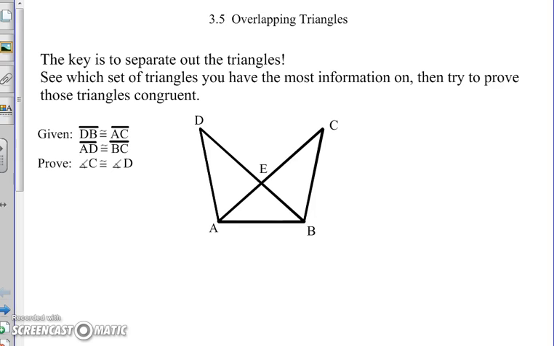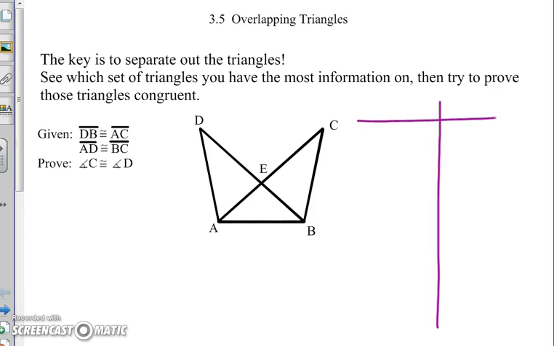Okay, so the key is to try and separate out the 2 triangles. They're overlapping triangles. So just briefly looking at this picture, I'm probably not proving this triangle and this triangle are congruent because those are not overlapping triangles. Just trying to give you a hint of what to be looking for. So instead, try and look to see which ones you have the most information on, and then try to prove those 2 triangles are congruent.